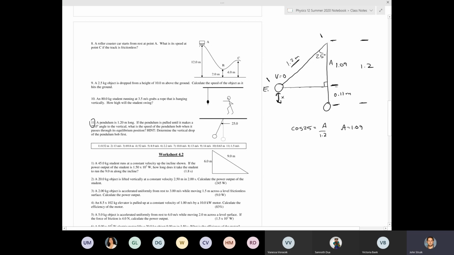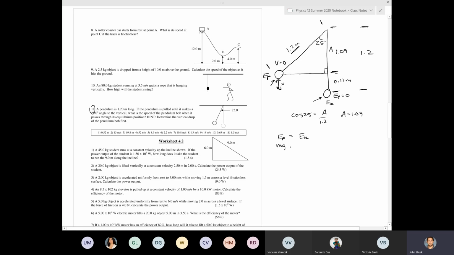And then when it reaches the bottom of its motion, the EP will be 0 here, but it will be moving, so it's going to have EK. And so the EP at this point right here will equal the EK at this point right here. So it's just mgh equals 1/2 mv squared. 9.8 times our height, which is 0.11 meters, equals 1/2 times v squared. 9.8 times 0.11 times 2, square root, is 1.5 meters per second.